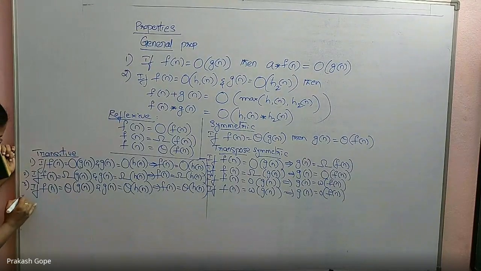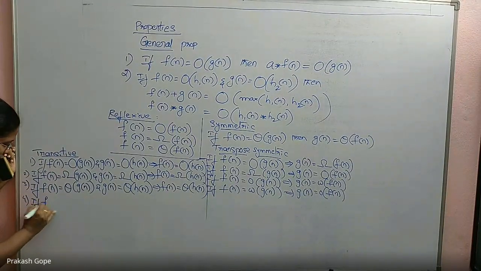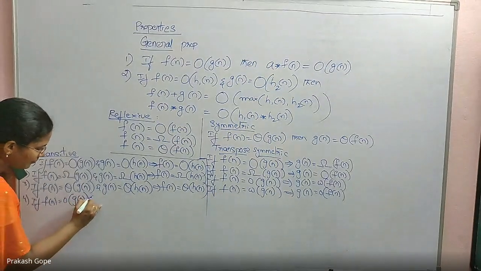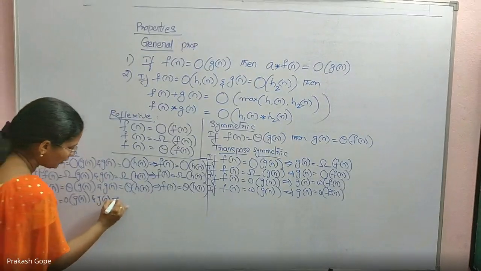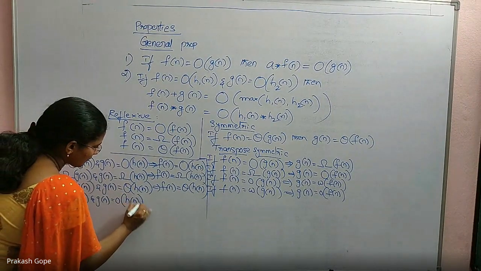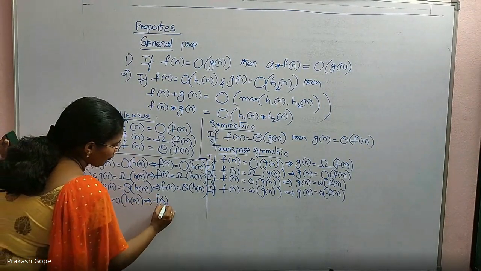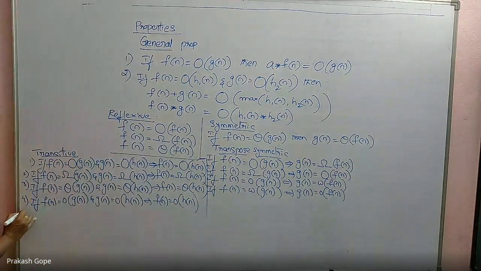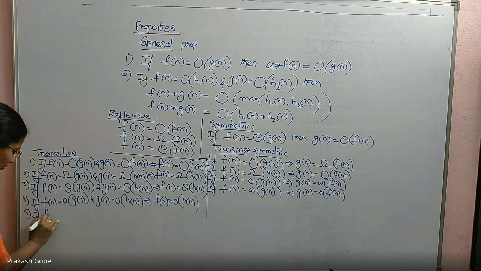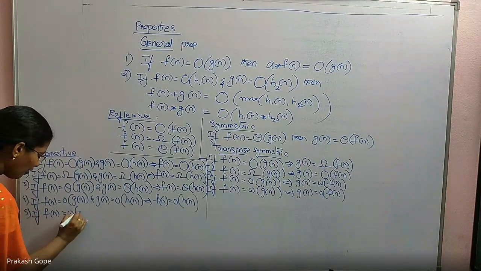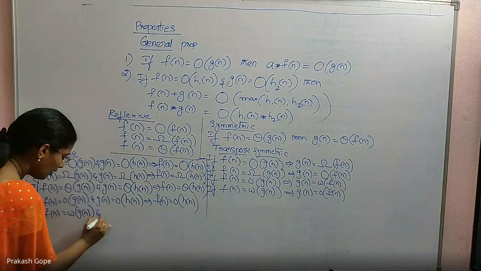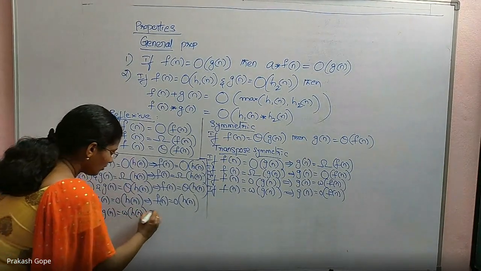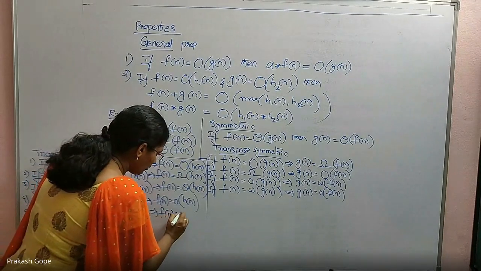Similarly for little o, if f of n is equal to little o of g of n and g of n is equal to little o of h of n, that implies f of n is equal to little o of h of n. The last one, if f of n is equal to little omega of g of n and g of n is equal to little omega of h of n, it implies f of n is equal to little omega of h of n.